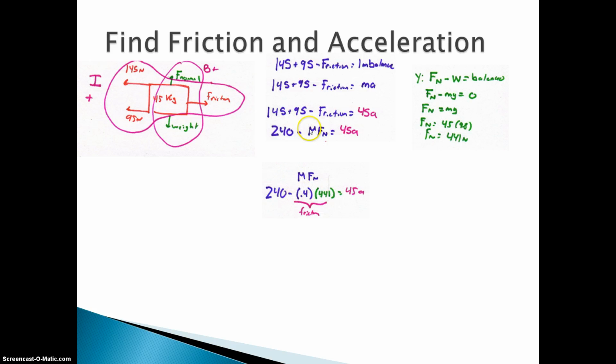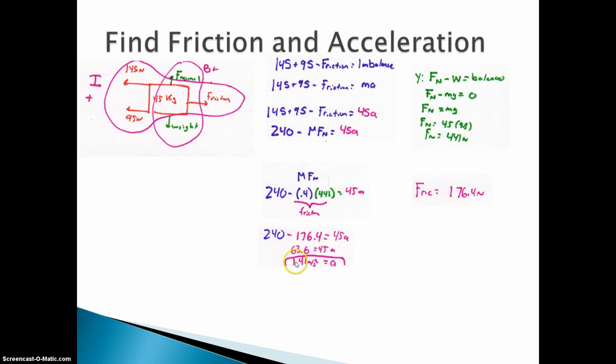So we can solve, put 240 in, we can put 0.4 is the mu, 441 is the normal force, equals 45a. We can solve for the friction, because this is the amount of friction. So what is 0.4 times 441? 176.4 newtons. We found the friction. Nice job. Let's solve for the acceleration now. 240 minus the friction equals 45a. We then can solve for acceleration, get 1.41 meters per second squared. Cool. It's positive, that means to the left.